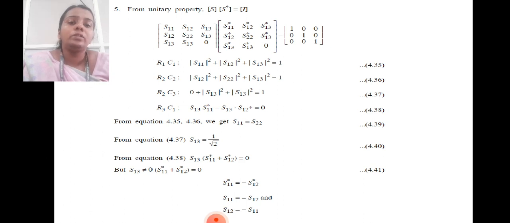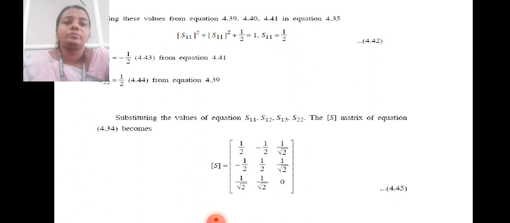And from equation 4.38, we will be getting S13 into S11 conjugate plus S12 conjugate is equal to 0. Since S13 is not equal to 0, S11 conjugate plus S12 conjugate is equal to 0. When we solve, we will be getting S11 conjugate is equal to minus S12 conjugate, S11 is equal to minus S12, and S12 is equal to minus S11.